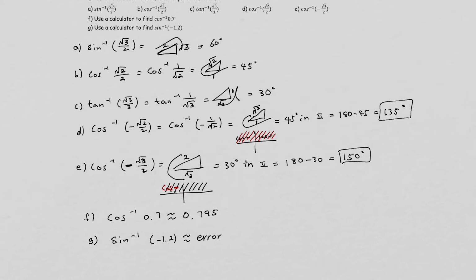The reason behind this is because the sine inverse domain is between negative 1 and 1. But this value is smaller than negative 1. So this is not going to give you the angle.